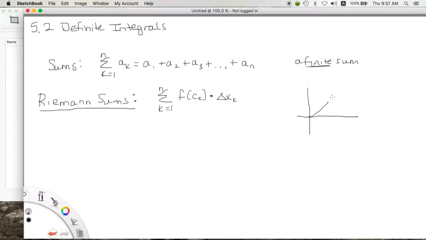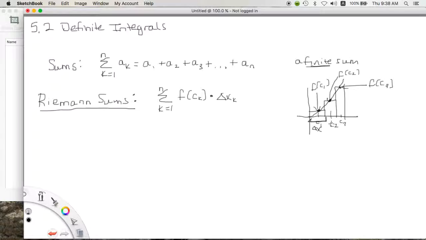What did we do? We took the function value, let's say we were using midpoints. Let's call this C1, we'll call this C2, and this place C3. So this is our function value at C1, and this one's our function value at C2, and this one here is our function value at C3. And we multiplied it times whatever this delta x was, whatever our space was in between.